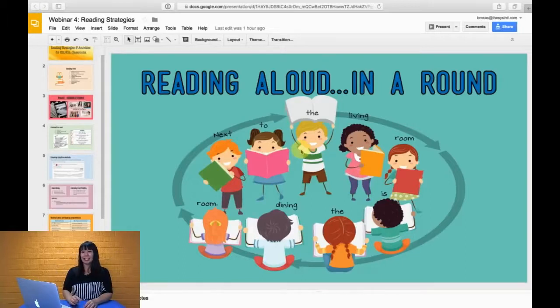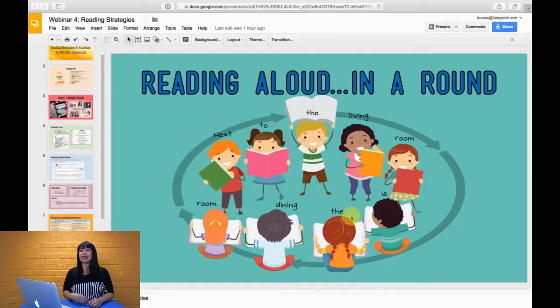The idea is that one group goes up. They each read a word. At the low level, you're obviously going to do one word, the next person does a word, and so on and so forth. For example, the next student says "to the living room," and then it goes in a circle. So this is just for fun.